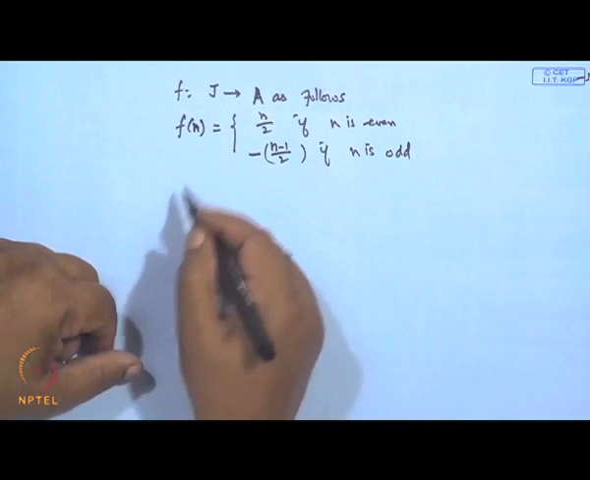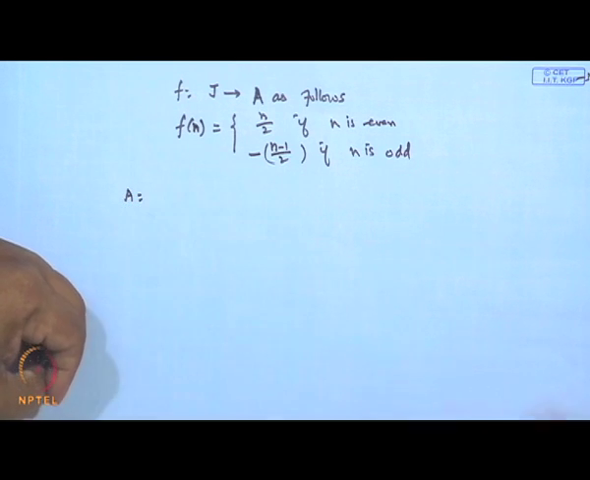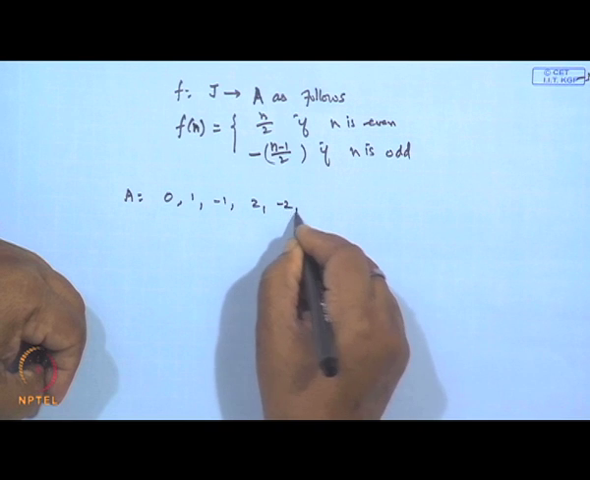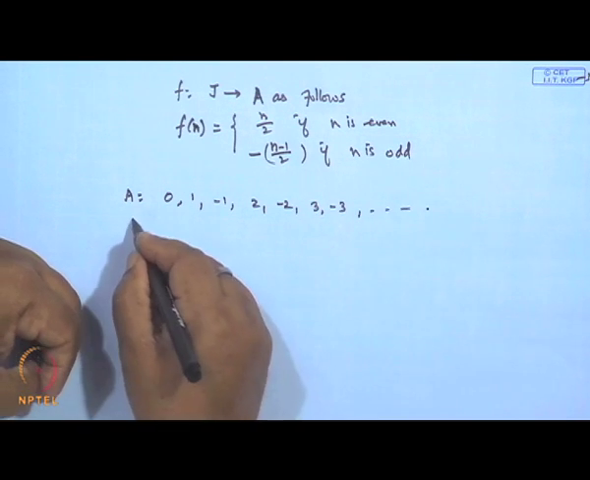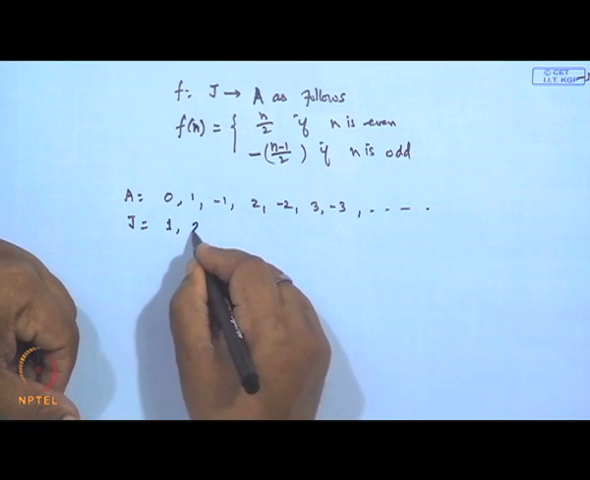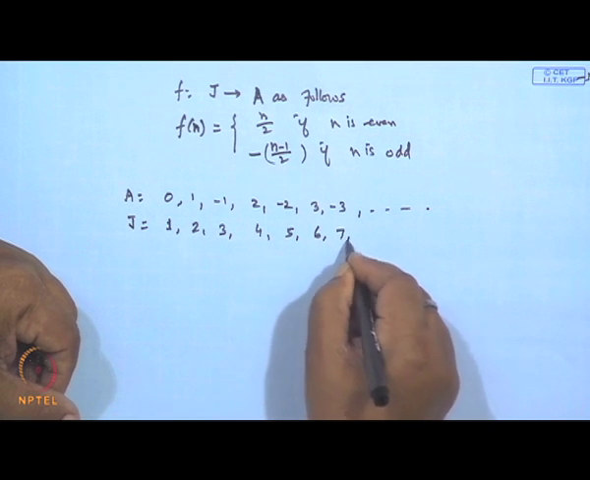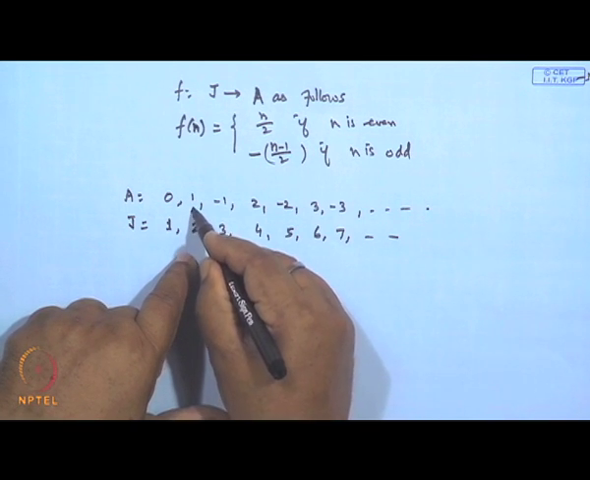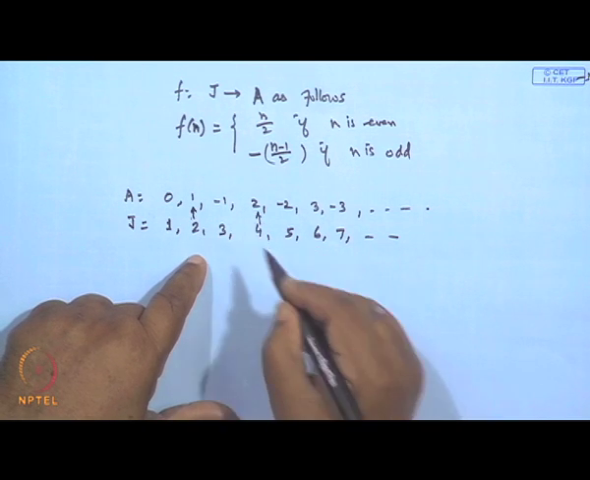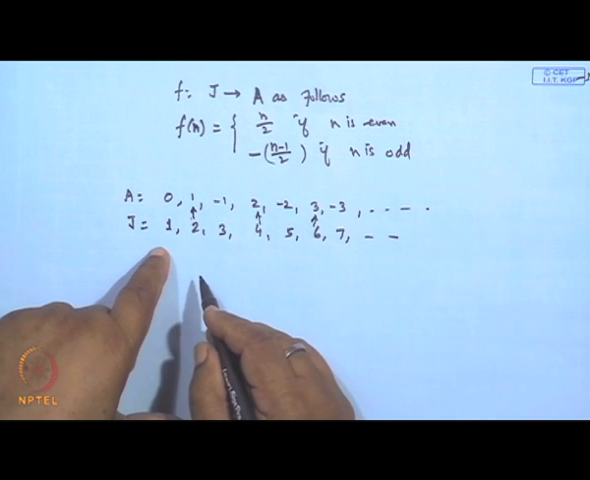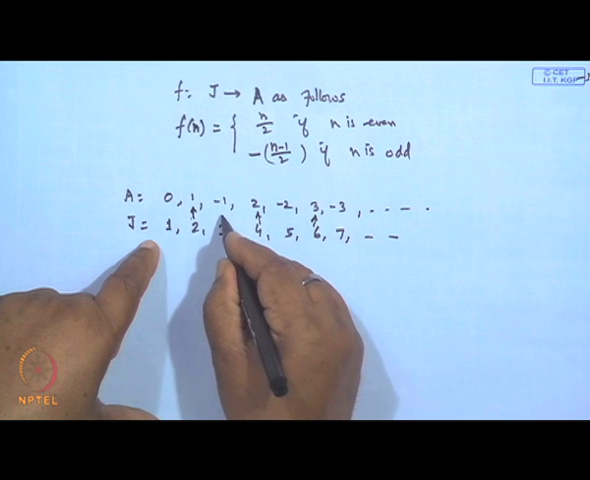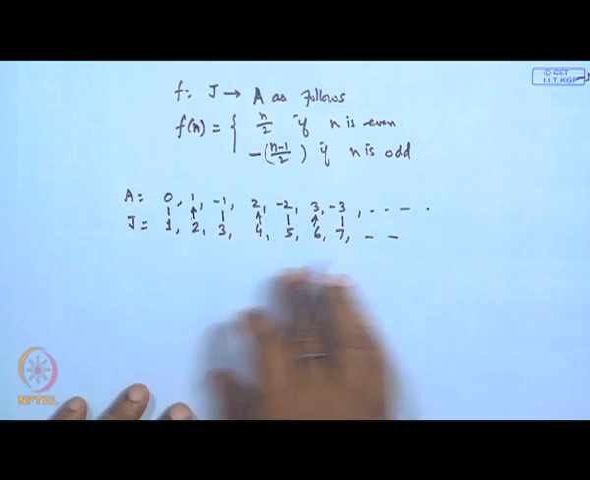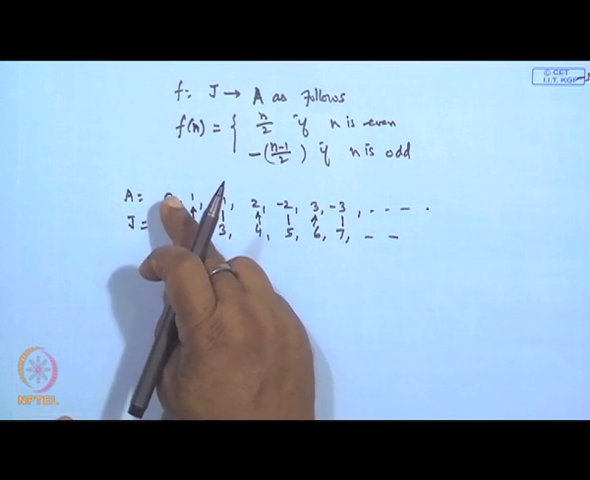So, what we see here is that if we take A, which is the set 0, 1, minus 1, 2, minus 2, 3, minus 3 and so on, and J, which is the set of positive integers 1, 2, 3, 4, 5, 6, 7 and so on. As soon as n is even, it will give n by 2. So, this is related to here. Then 4 will go to here, 6 will go like this, and when n is odd, then you are getting this thing, and of course, 1 will go to 0. So, there is a 1-to-1 correspondence between the elements of the set A and set J.